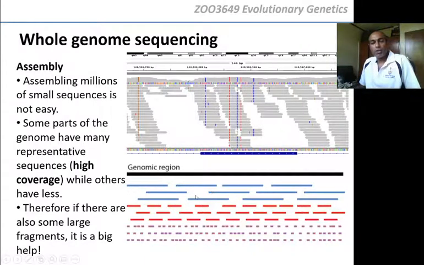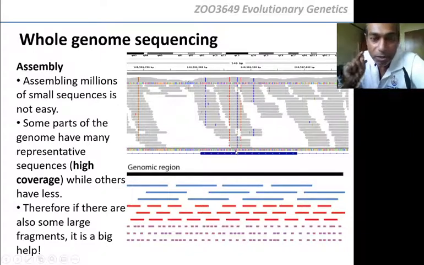So the large fragments are a huge help because they can guide the medium and smaller ones on where to line up. Without these large or medium fragments, it's very difficult to line these up. To make a de novo genome from just these tiny sequences is not possible. So that is how we make a reference genome.